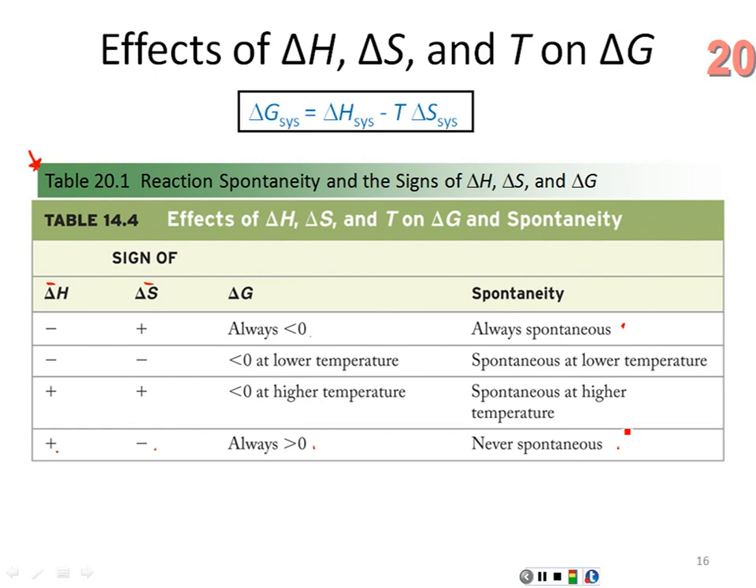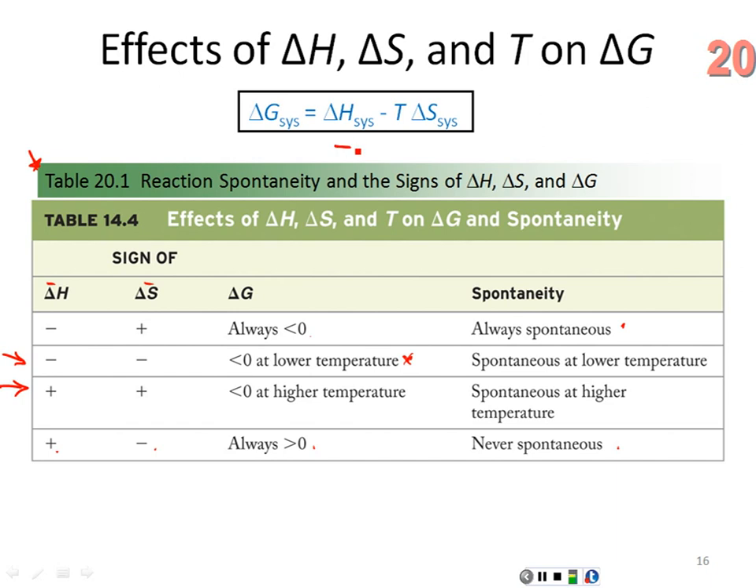But when the signs of delta H and delta S are the same, when they're both negative or when they're both positive, these reactions are going to depend on temperature. So in the case when they're both negative, delta G is going to be less than 0 only at low temperatures. Why is that?